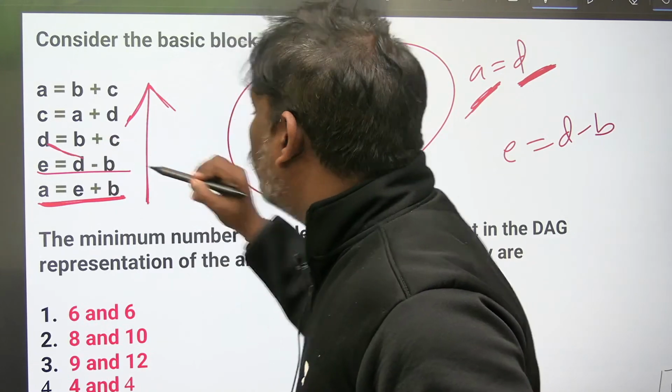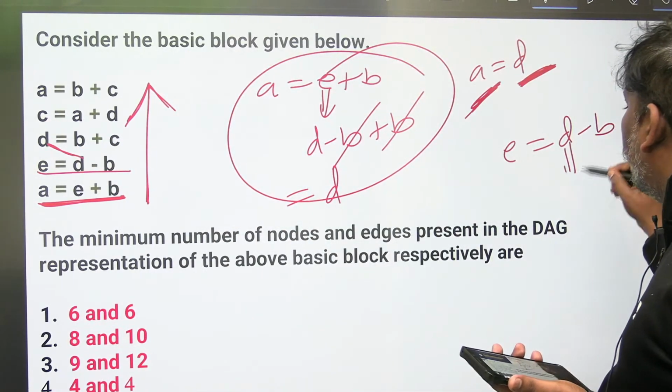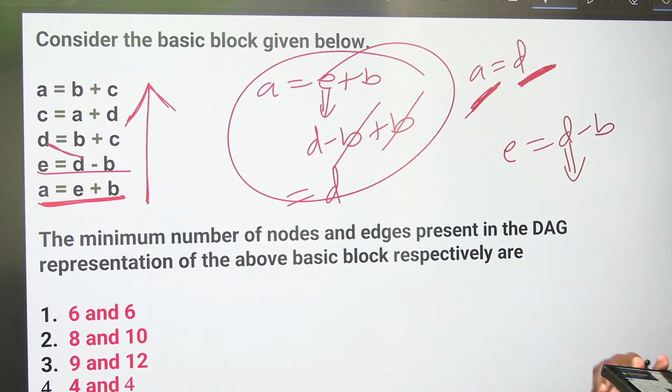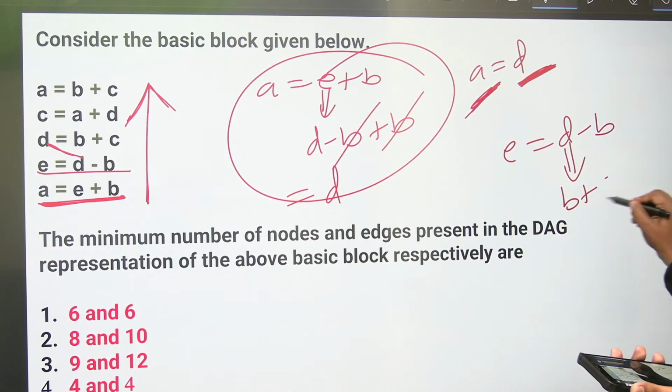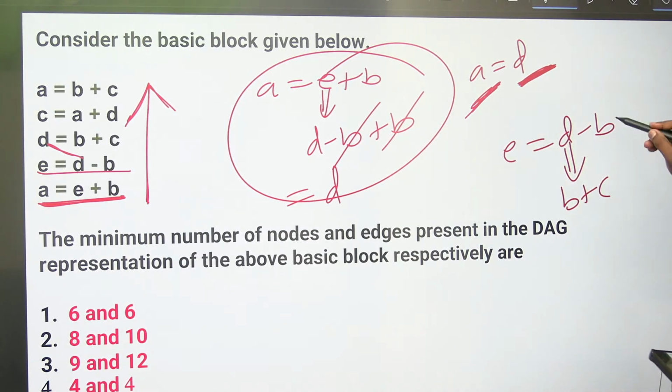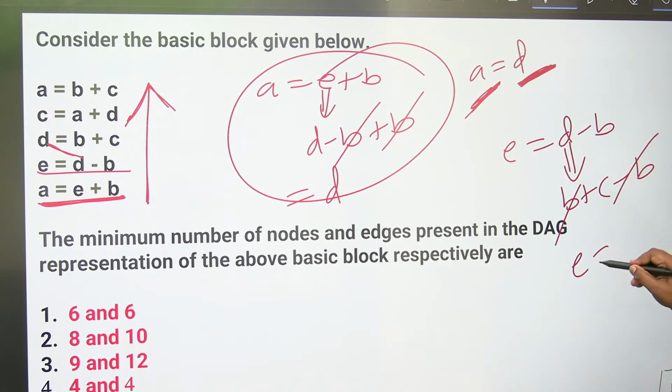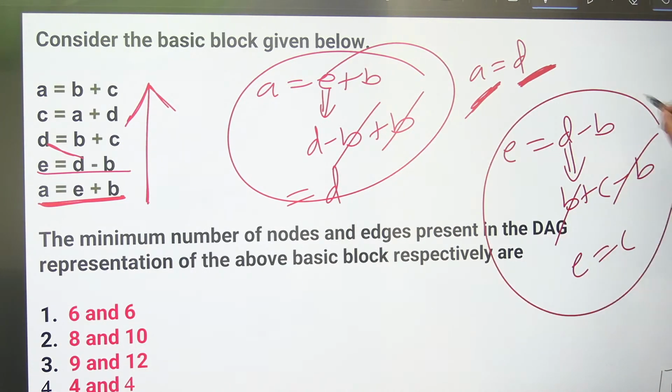Replace D by D's possibility. What is the D possibility? B plus C. There is already a minus B there, so both cancel. So it becomes E is equal to C. So finally E is equal to C. What does it mean? Whatever C is, E is also the same.